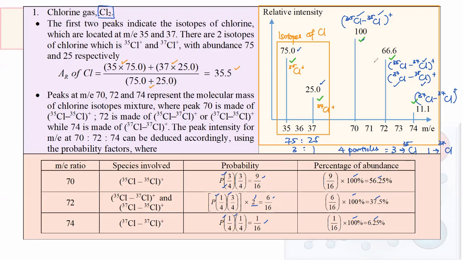And how do you get 166 and 11.1? At the end of the day, you divide by 56.25, then you further multiply again by 100. And that is how you get the 166.6 and 11.1 here. So this is the first example as exemplified by the chlorine here.